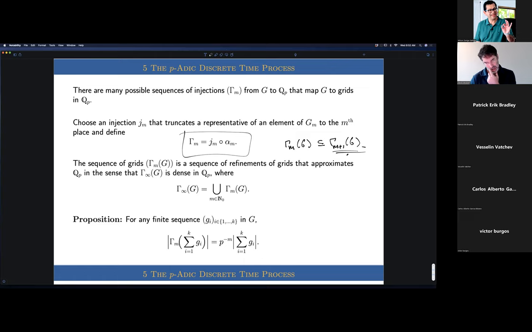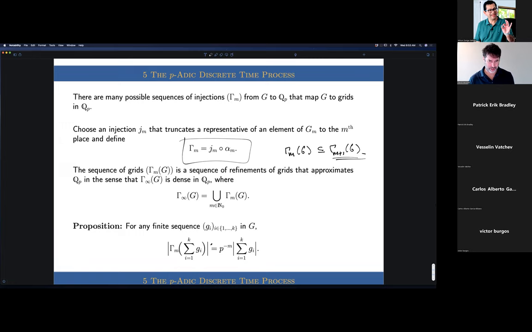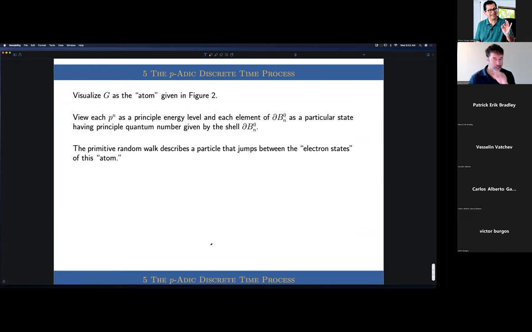For any finite sequence, it turns out that Gamma_M of the sum of these G_i is just equal to p to the negative M times the sum of the G_i. This is really nice because it makes it easy to compute using the primitive process. We'll talk about the actual probabilities and the process a lot more.